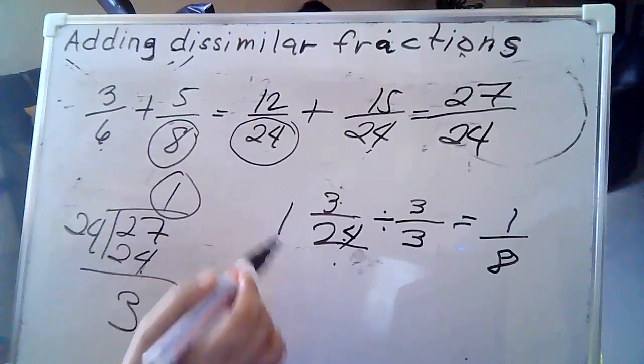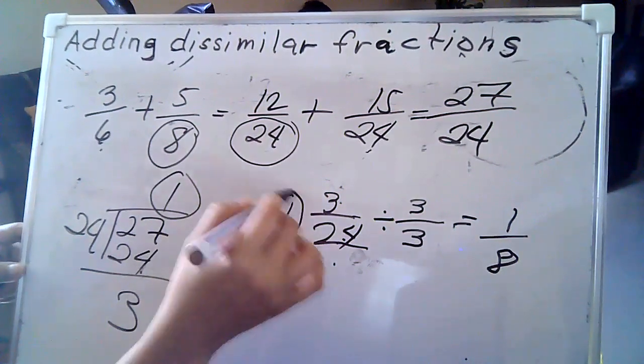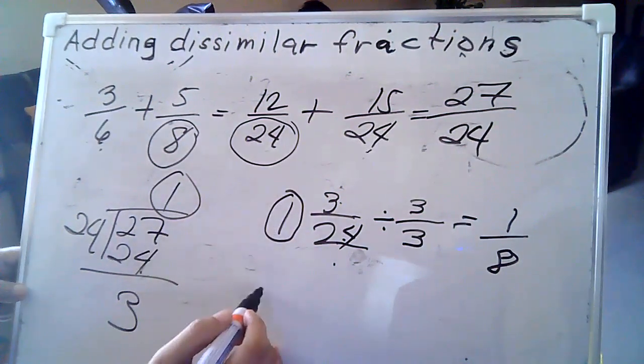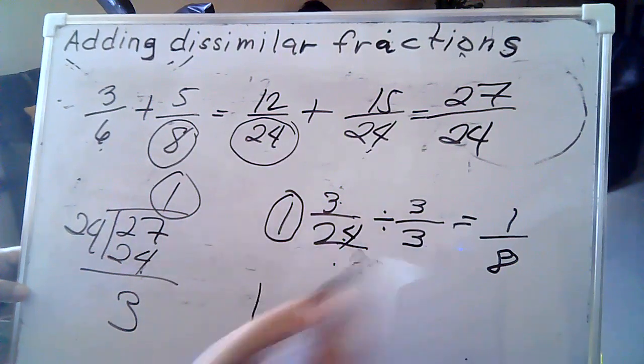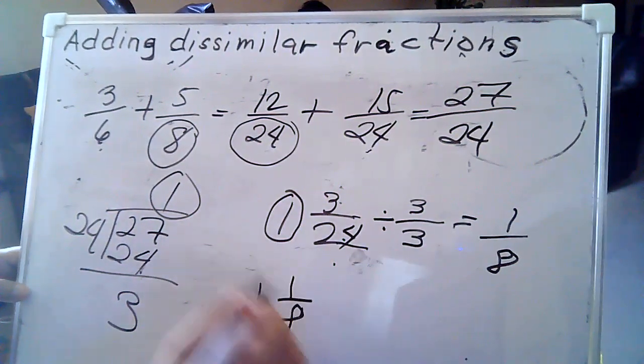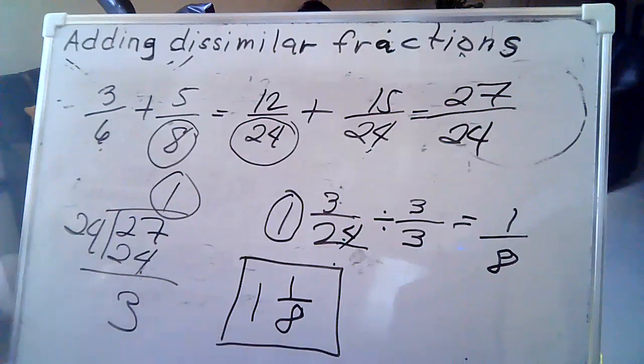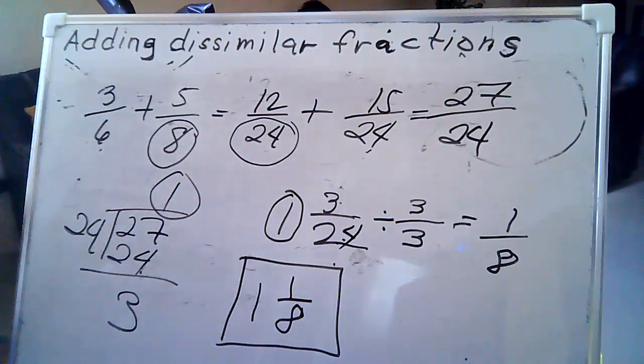So therefore, the final answer is itong yung whole number, nakalimutan natin. So 1 whole number and 1/8. That's the lowest term for this fraction. Get it? Kuha nyo guys. Madali lang, di ba?